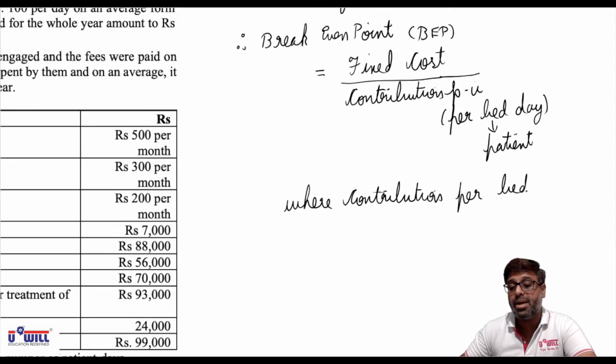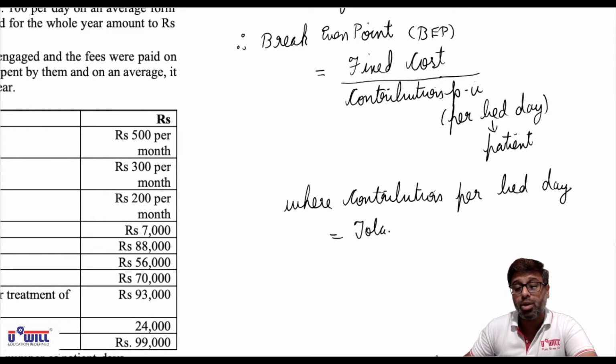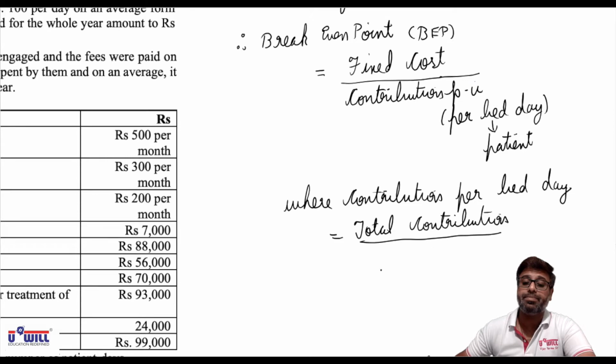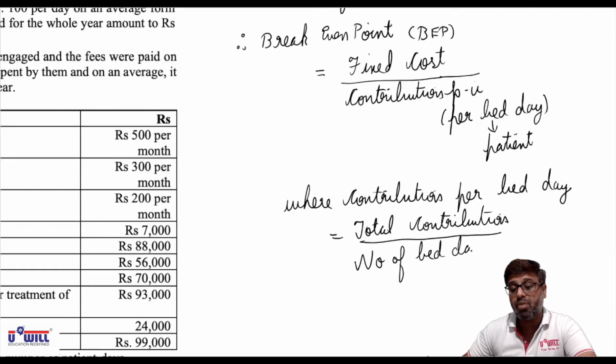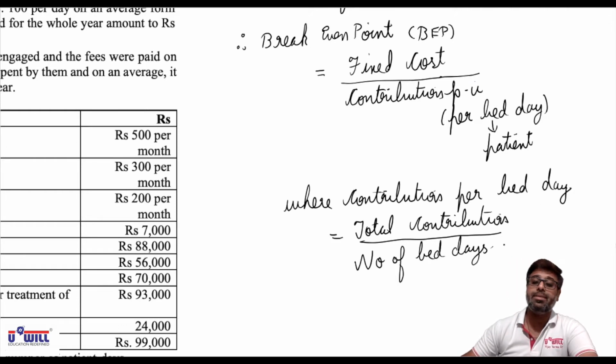So how would you find contribution per bed day? Either you call it per bed day or per patient day, it would be obtained as total contribution divided by number of bed days or patient days in a year. This is how you'll get contribution per bed day.